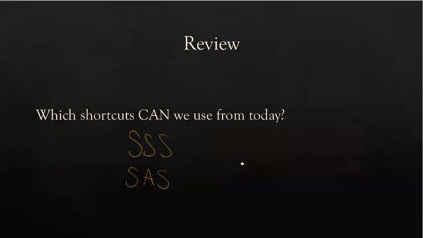And the other one that we looked at was side, side, angle. And we found that there were at least two possibilities, so that is not a congruent shortcut that we can use. Come back for the next lesson to see what else we can do.